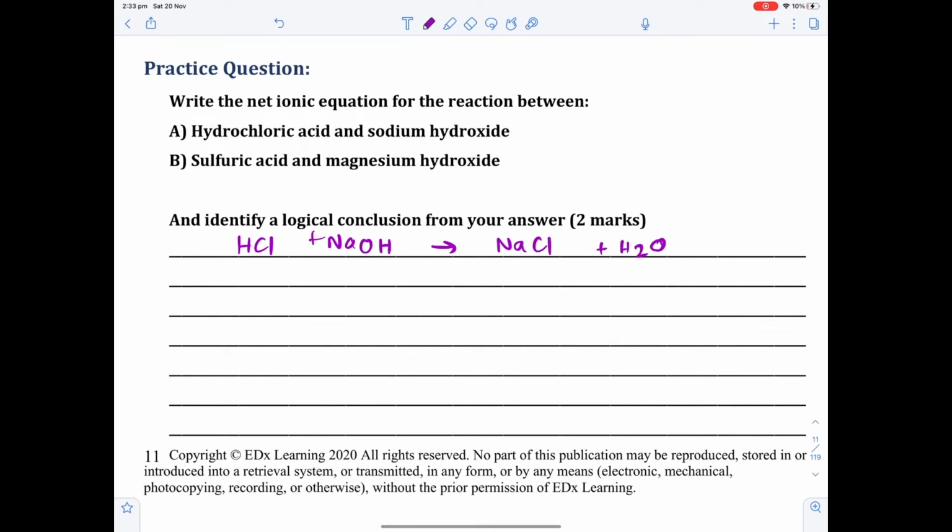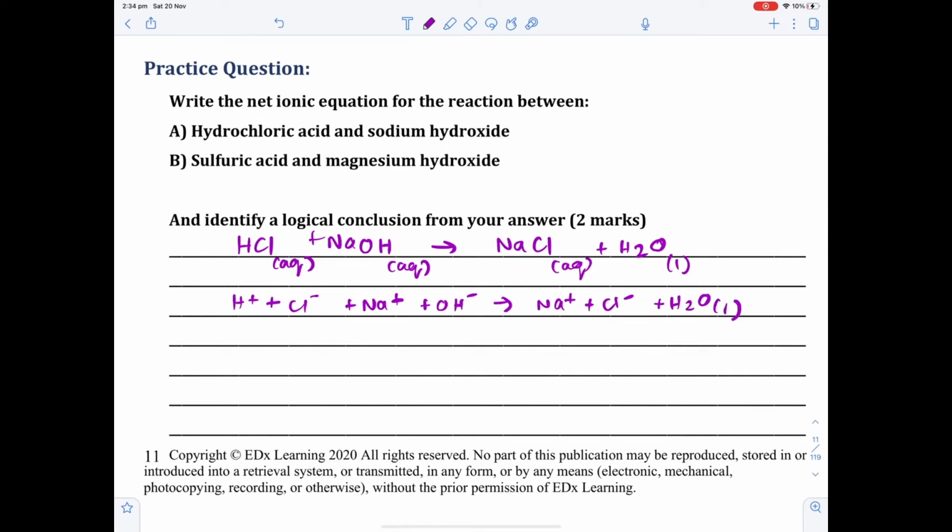Okay, so when you're trying to find the net ionic equation, what do we need to do, everyone? Everything that's aqueous, we break it apart. Now, what is aqueous here? Everything except water. NaCl is a group 1 metal salt, so it's aqueous. So this is H plus Cl minus plus Na plus OH minus gives you Na plus Cl minus plus H2O.